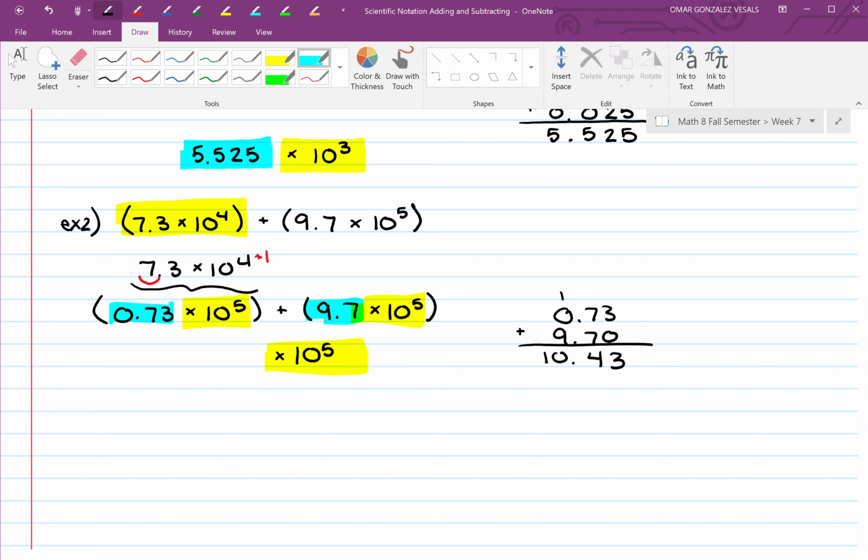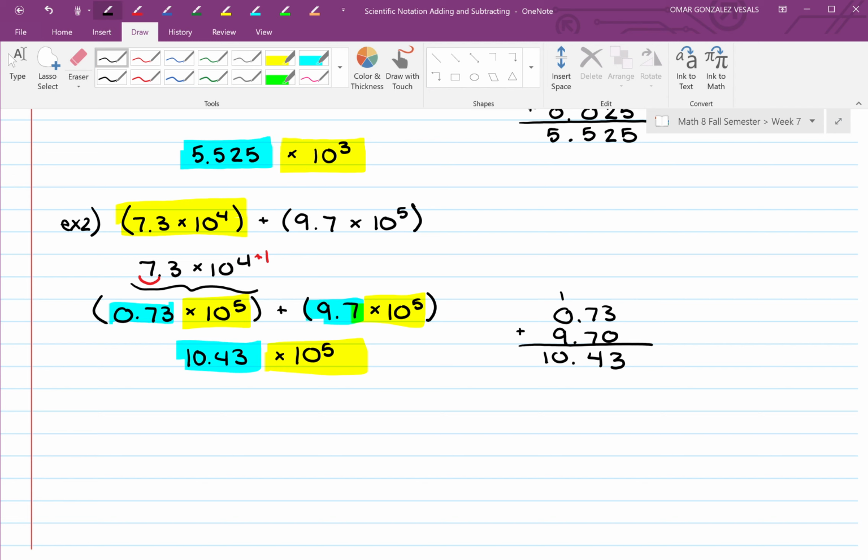So how many guys got 10.43 times 10 to the 6th? Raise your hand if you got that. Okay? Times 10 to the 5th power. 10.43 times 10 to the 5th power. Raise your hand. Go ahead. Okay? That's wrong. Liliana, can you tell everybody why this is wrong? Because it's greater than 10. Exactly.